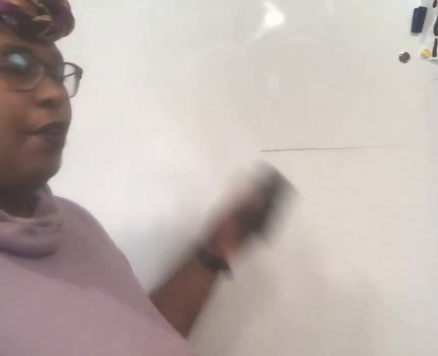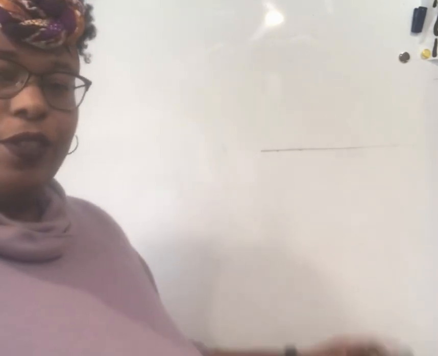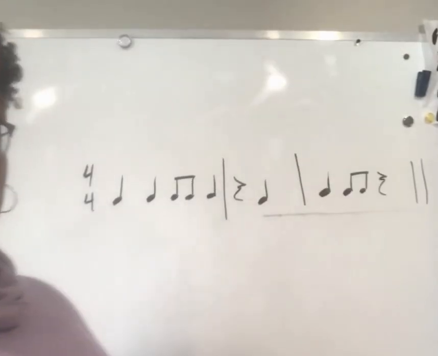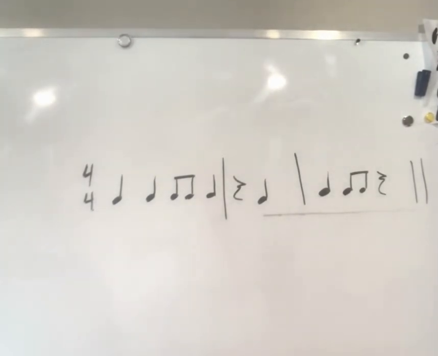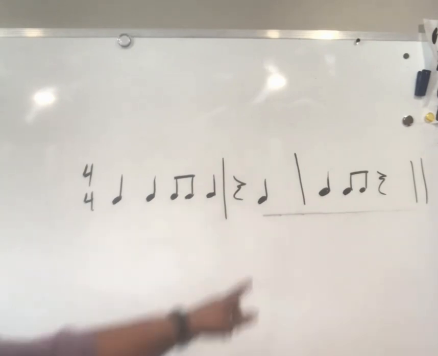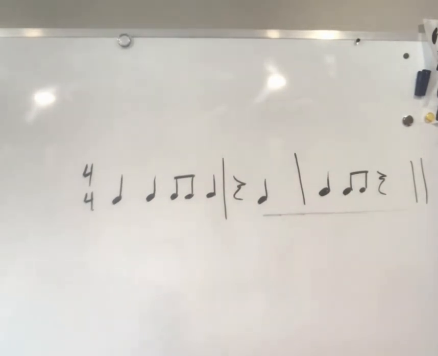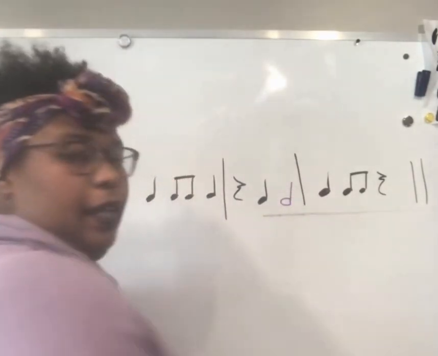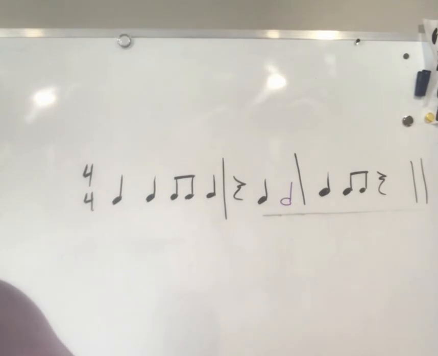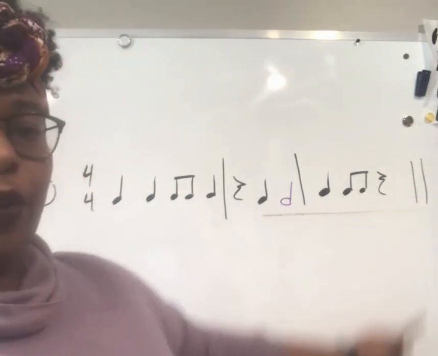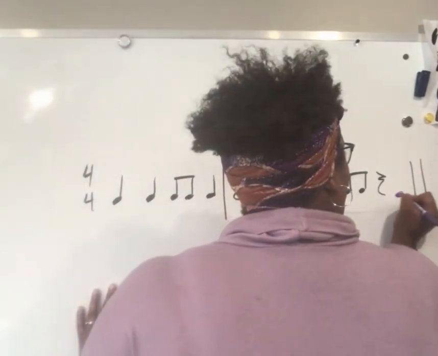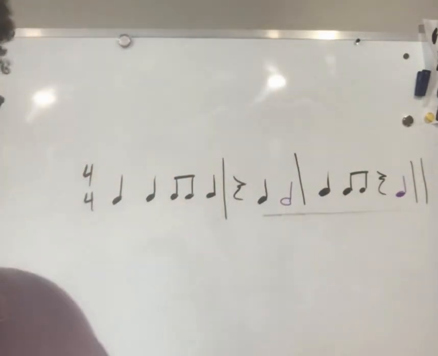Final pop quiz. I'm going to put a rhythm on the board, and I want you to figure out all the mistakes. Here's the rhythm. There are 2 mistakes. The first mistake is in this measure. We only have 2 beats, so we can add a half note to make it correct. The second mistake is in this measure. We only have 3 beats, so we can add a quarter note to make it correct.